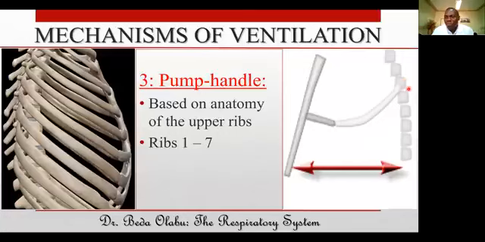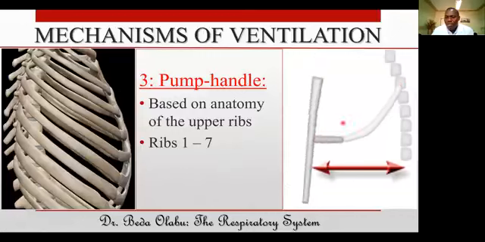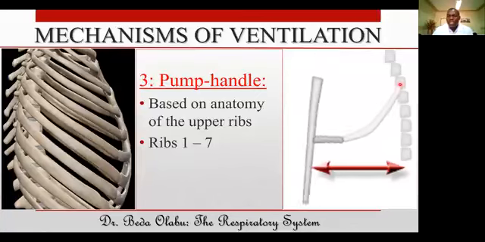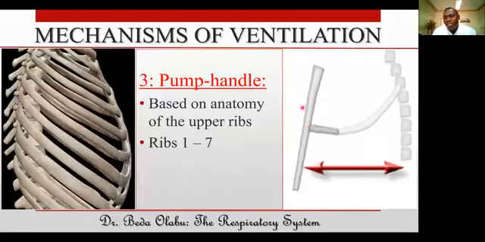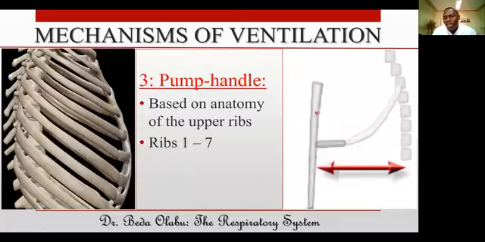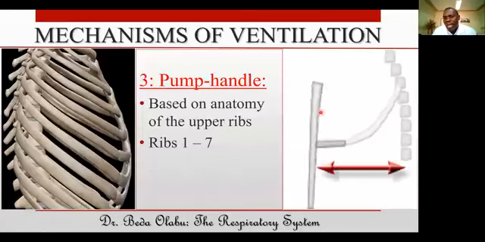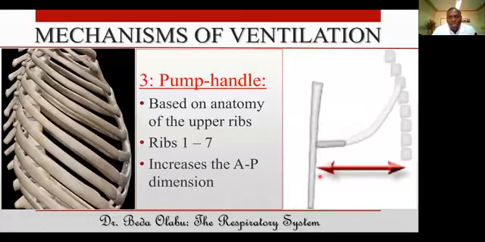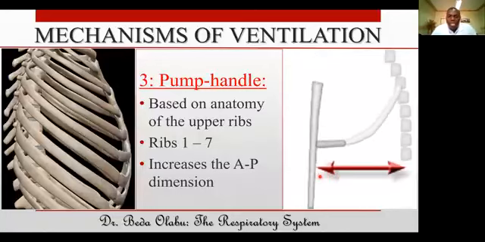For those who are not familiar with that kind of arrangement, let's just look at this one. So this is the vertebral column, this is the sternum, and this is an upper rib. Remember, the upper rib swings around the vertebral column. That's where the joint is. When you raise this upper rib, it will take the sternum up. But because of the orientation of the upper rib, it will also push the sternum anteriorly. In so doing, when you raise the upper rib, you increase the antero-posterior dimension of the chest cavity. So the pump handle mechanism increases the AP dimension.